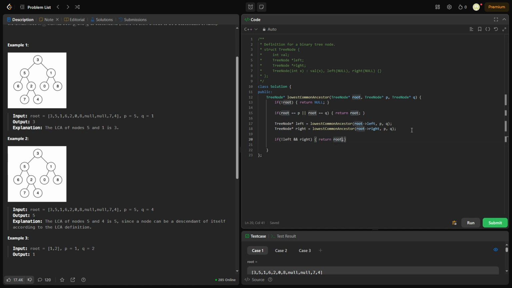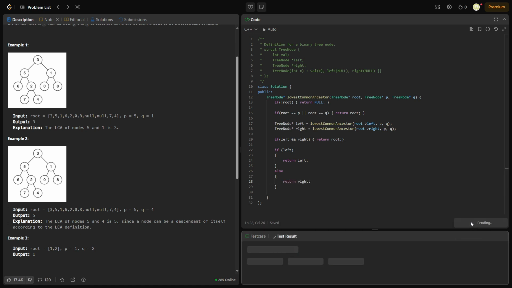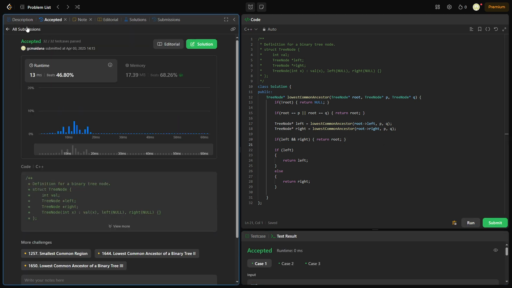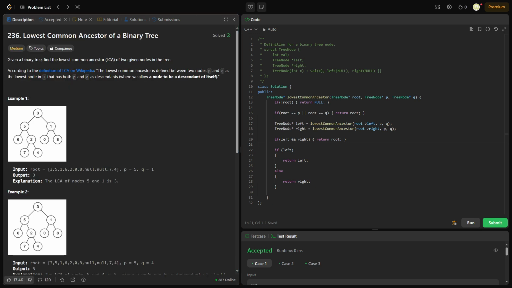Root, and root. Otherwise, if left, return left. Else, right. I'm missing some syntax here. I don't usually code too much in C++, but I think that should work. Yeah, okay, I'll explain this really quick.